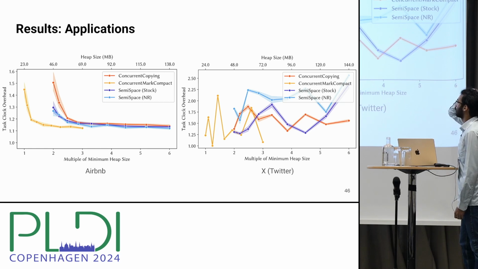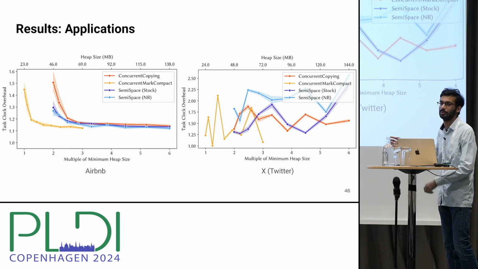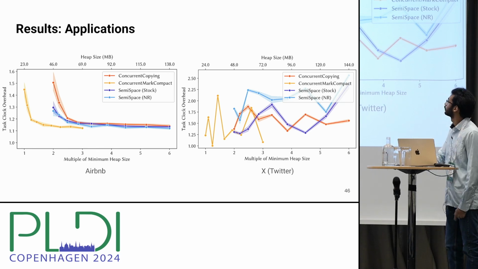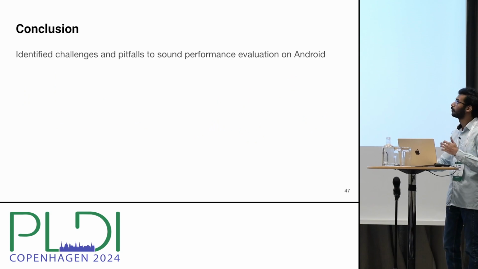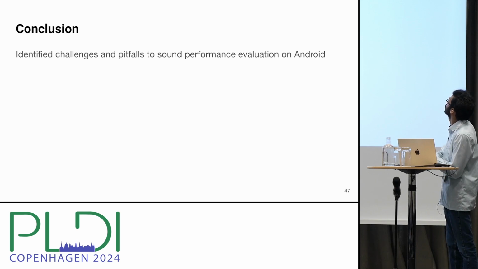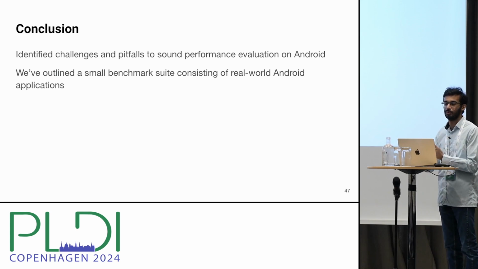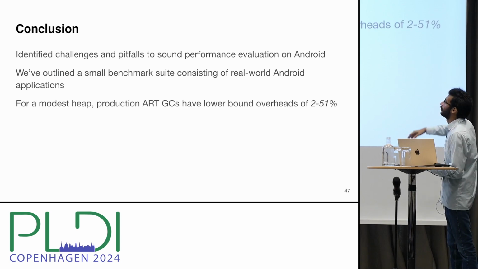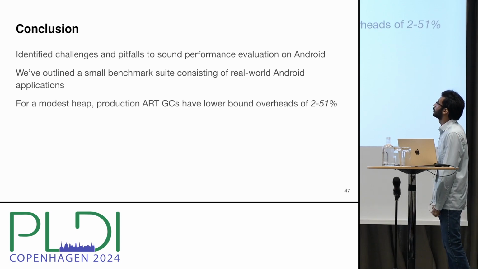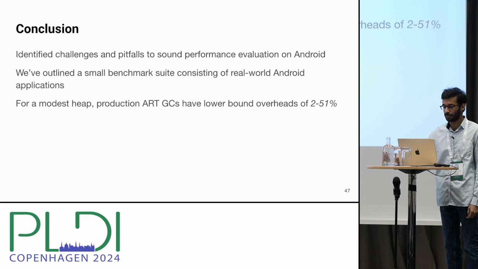These Twitter results underscore the difficulty in trying to come up with a sound performance methodology using realistic applications with realistic workloads in a mobile setting. So in conclusion, we've identified challenges and pitfalls to sound performance analysis on Android, and we've also outlined a small benchmarking suite consisting of real-world Android applications with realistic workloads. We also find that for a modest heap size, production GCs have lower bound overheads of around 2 to 51%. All right, thank you.